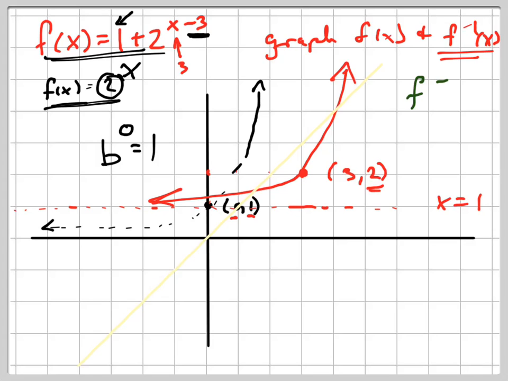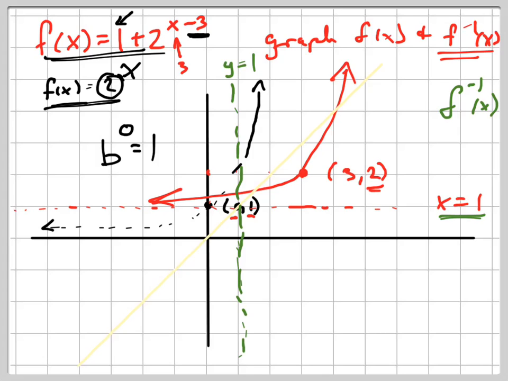So f inverse of x. Oh, that's not a very good green. Let me do it in lighter green so you can see the contrast better. f inverse of x. So this line, instead of x equals 1, is going to become y equals 1.